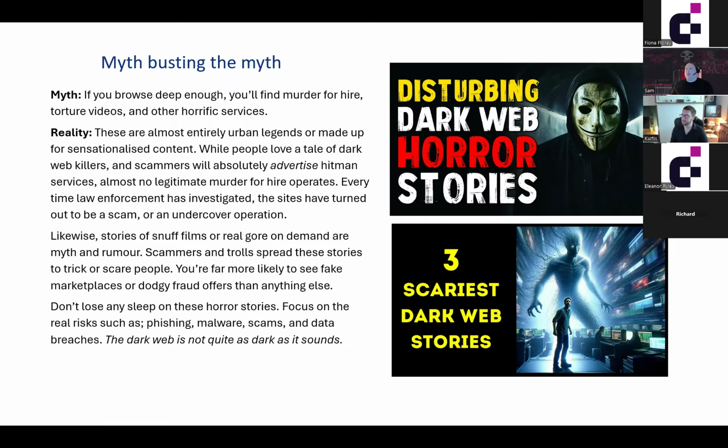While people love a tale of dark web killers, what happens often is that scammers will just advertise hitman services to get money out of people, and there's no real hitman there. I'd say there's almost no legitimate murder for hire. Every time law enforcement has investigated something like this, it's turned out to be a scam or just an undercover operation from another country.